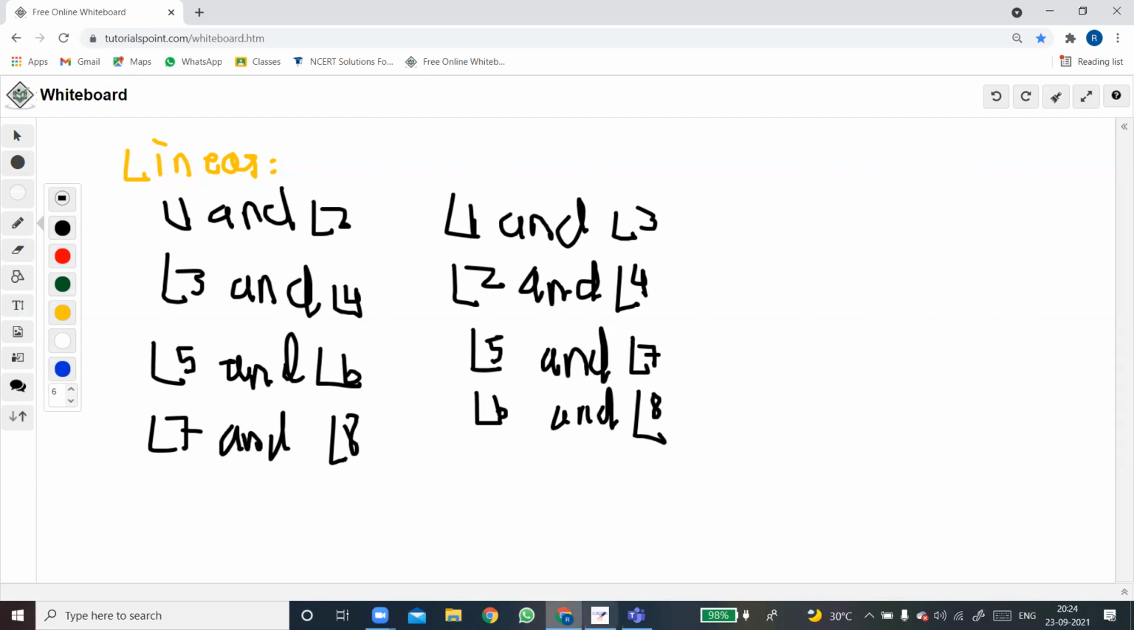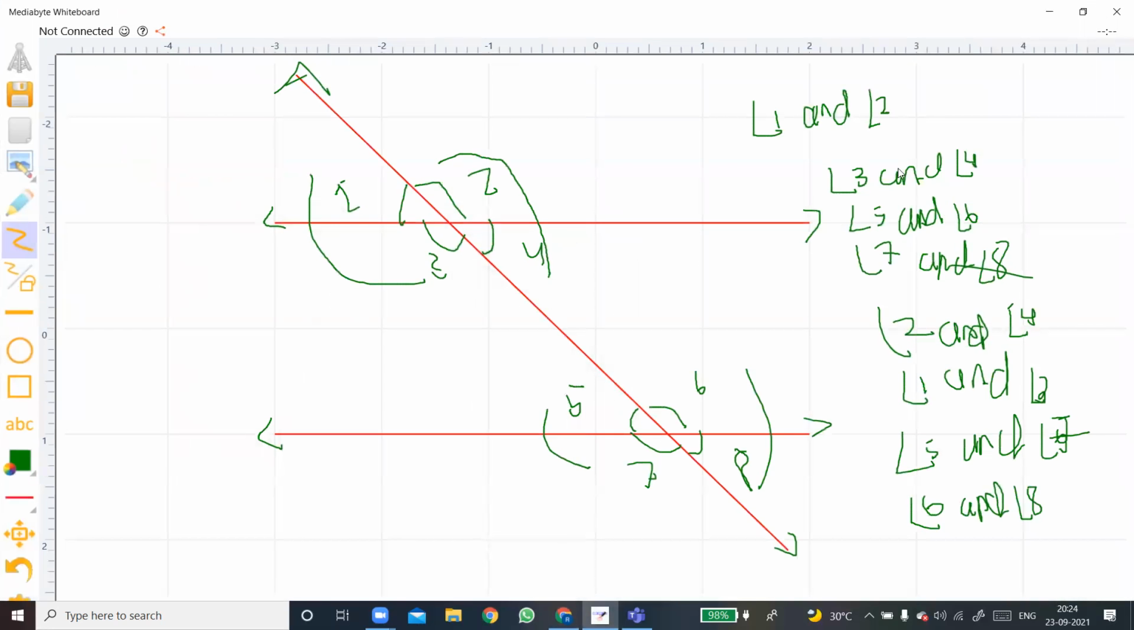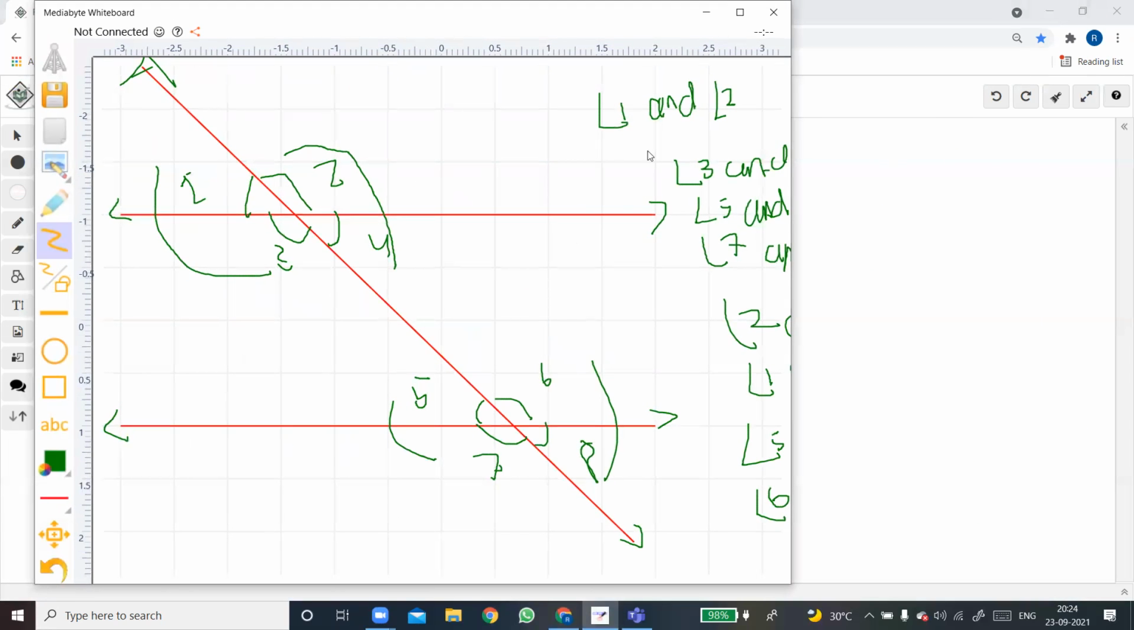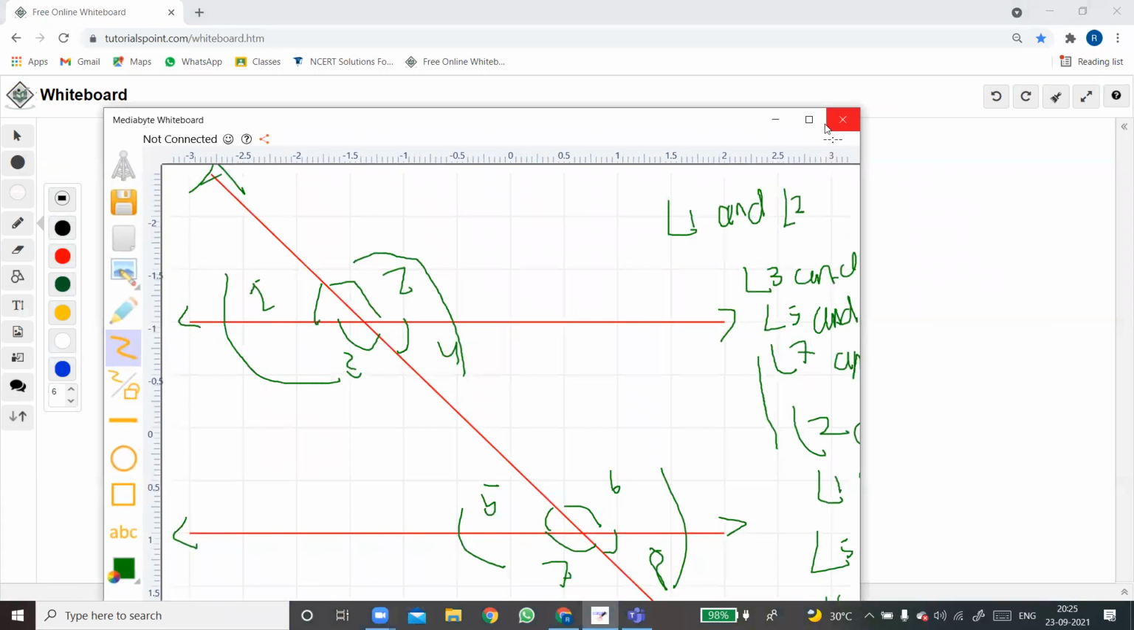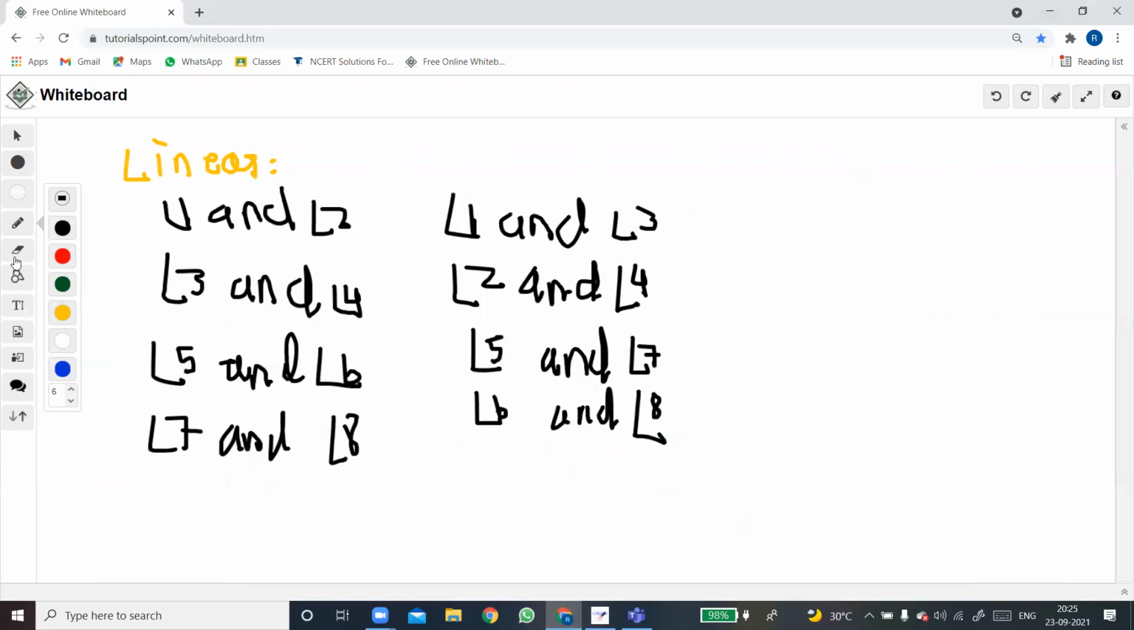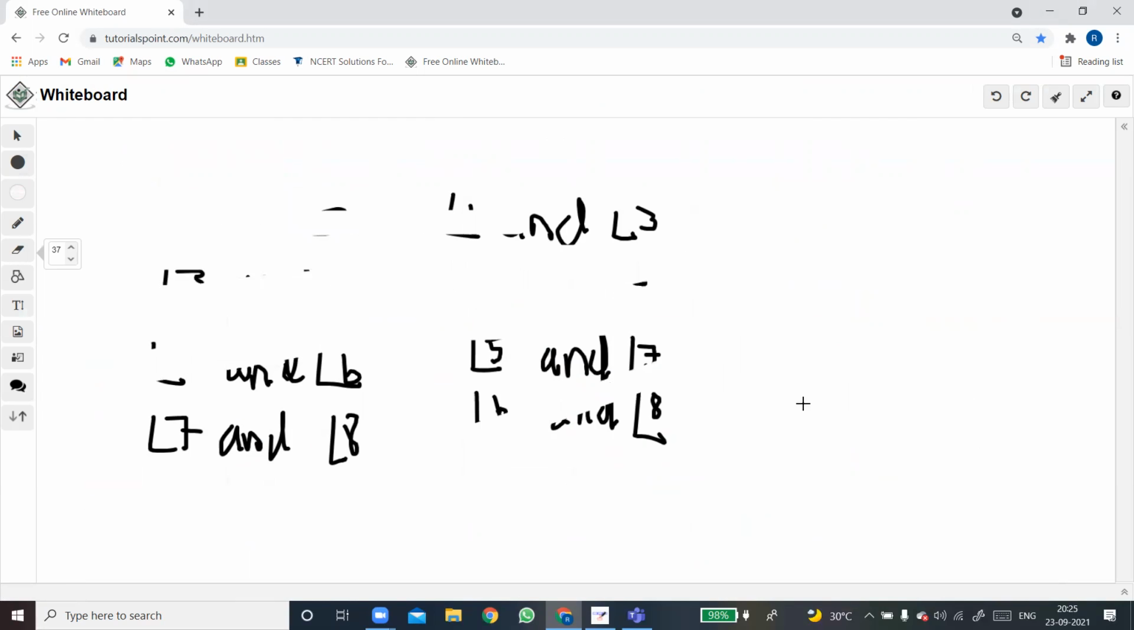So let's see if it is right. Angle 1, angle 2, yeah, it's right. You can see angle 1, angle 2, angle 3, angle 4, angle 5, angle 6, angle 7, angle 8. So we have written everything right. You can check everything here. So a linear pair has 8 angles in it, 8 linear pair angles.